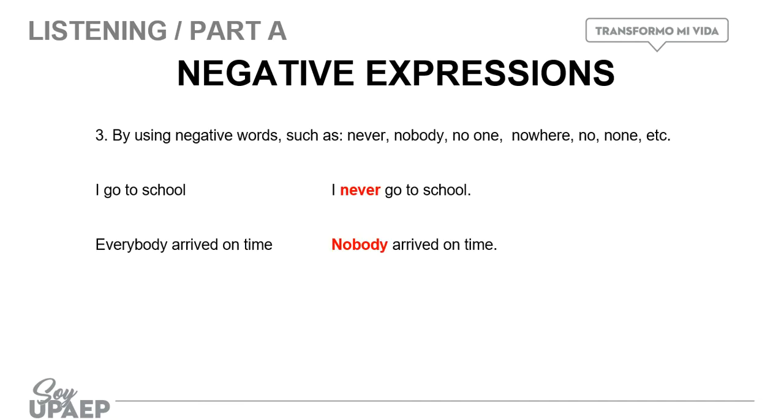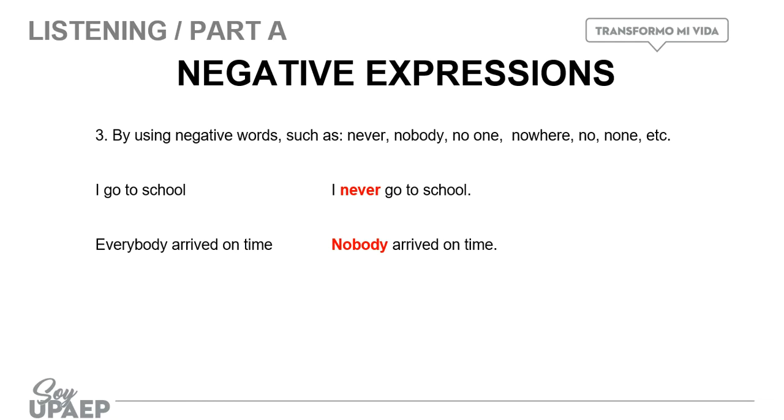The third situation is when we use negative words. For example, nobody or nowhere or none or never. No? For example, I go to school is affirmative, but even though you don't have a not, or even though you don't have a prefix, just because you are using a negative word like never, the sentence becomes negative. I never go to school. That sentence is negative. Or for example, everybody arrived on time. By using the word nobody, nobody arrived on time, the sentence is already negative.